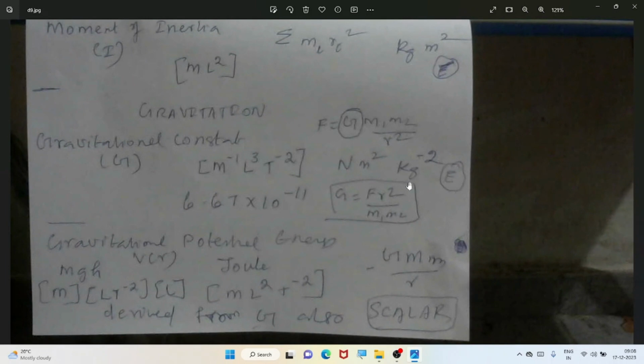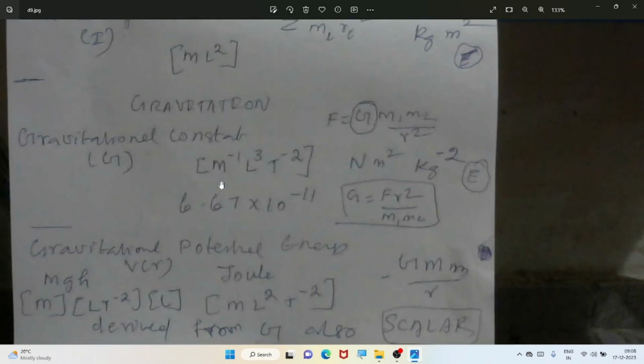Moment of inertia, mass into radius square: mass M, radius L square. Gravitational constant. For the gravitational force G m1 m2 by r square, if you want this constant, then G equals F r square by m1 m2: force, distance square, mass into mass. Using this you can find the dimensional formula for G.